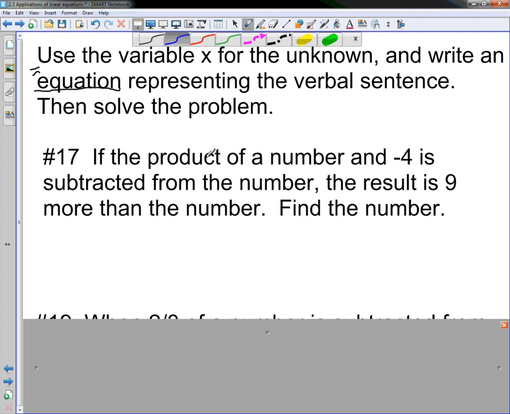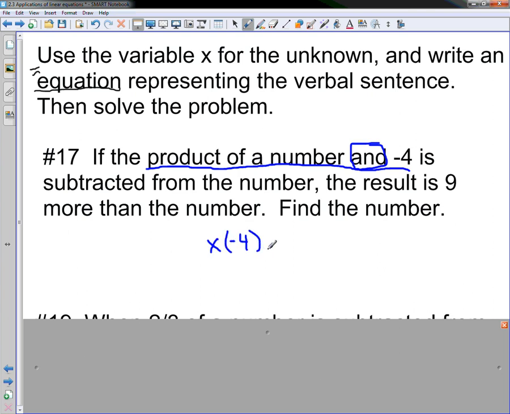if the product of a number and -4. So we have the product of a number and -4. We already determined that product is multiplication. The two things that we're multiplying are a number and -4. Now the second part that we have is subtracted from the number. So this value is subtracted from the number. Again, the number is our variable.